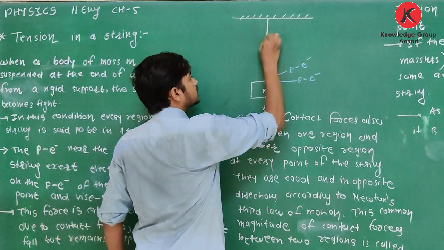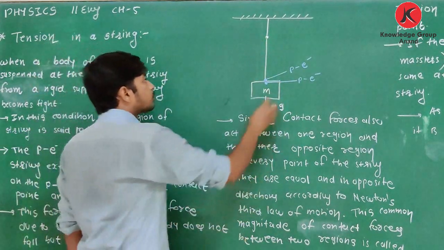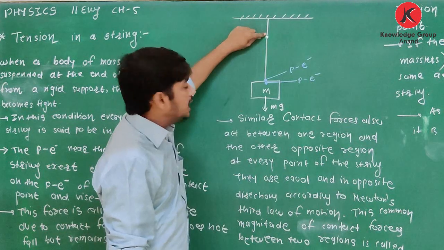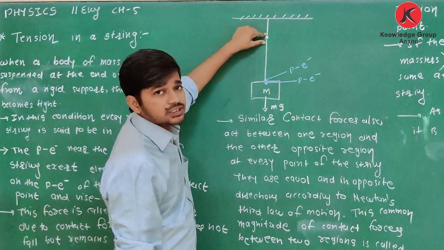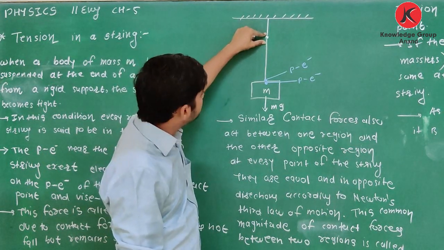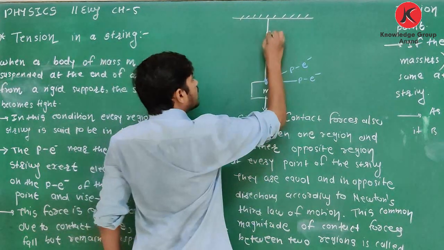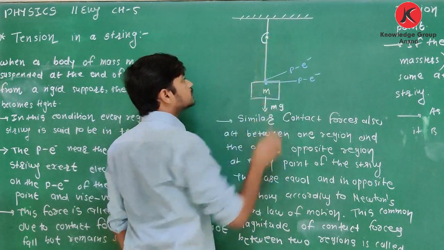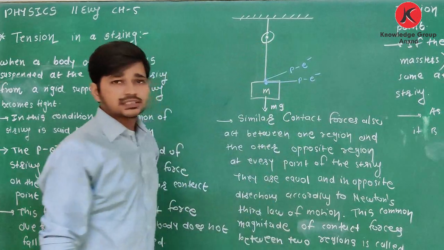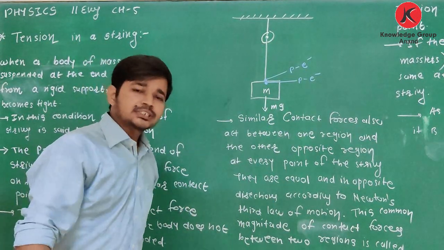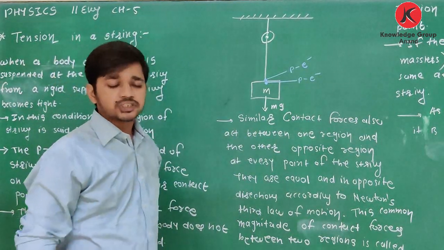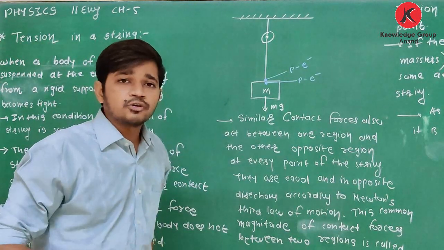If I am taking this region, then protons and electrons above this region exert force on the region below. Protons and electrons above this region act with force on the region below that point. Okay, so yes, electrons and protons exert some force on these particles, as well as electrons and protons from this region exert force on these particles. Yes or no? Yes. And such contact forces, according to Newton's third law of motion, are equal in magnitude and opposite in direction.